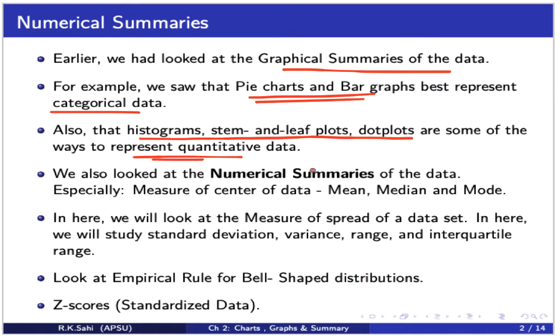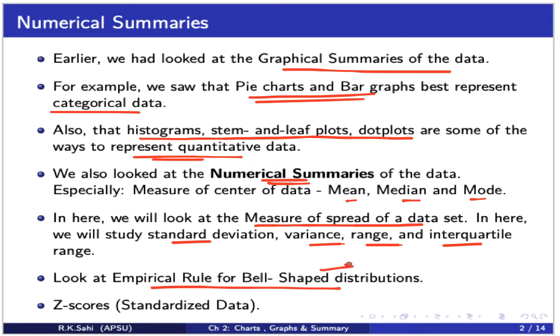Then after that, we started with numerical summaries, where we concentrated in the last session of Chapter 2 on measures of center of data: mean, median, and mode. And in this video, we are going to be talking about measures of the spread of the data set, where we will be studying standard deviation, variance, range, and interquartile range. We will also study the empirical rule for a bell-shaped distribution.